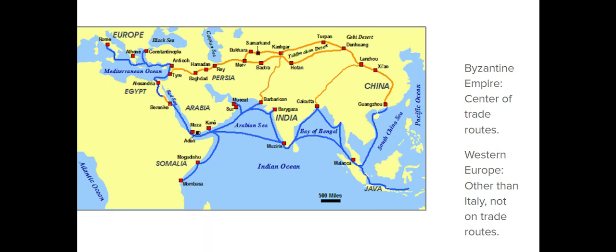So they were getting a lot of items, they were becoming very wealthy, and there was a lot of cultural diffusion. In Western Europe, other than some of the trade centers in Italy, there was not much contact with the rest of the world. No trade routes, no real cultural diffusion. And there was no centralized government because they had a hard time holding themselves together because they were so poor.